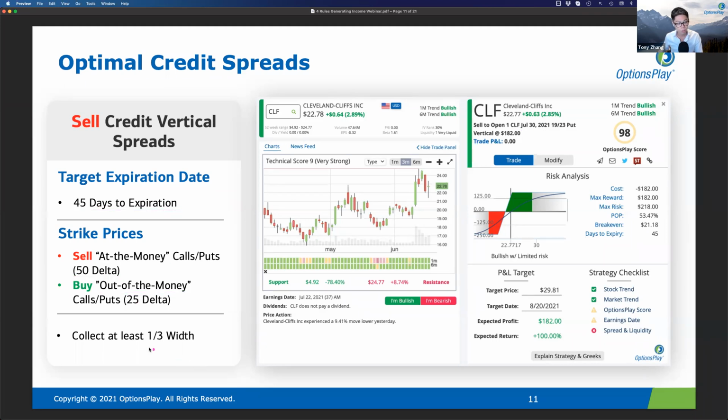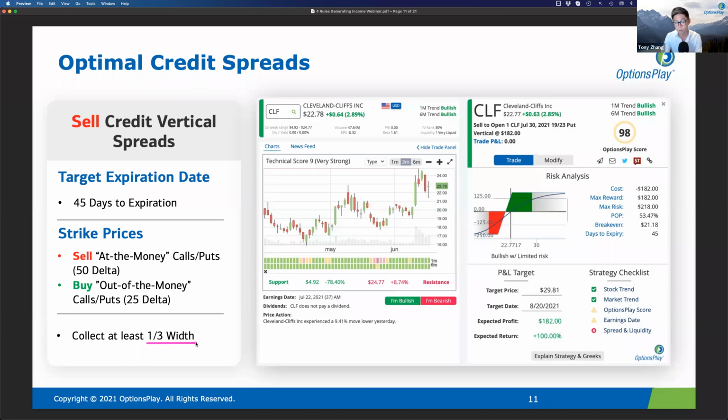And the rule of thumb here is that you want to collect at least 1/3 of the width. The key here is to actually try to collect more than 1/3 of the width. We're going to discuss why that's so important, and when you're able to collect more than 1/3 of the width, what that means for your bottom line. So those are the things we're going to discuss here today.